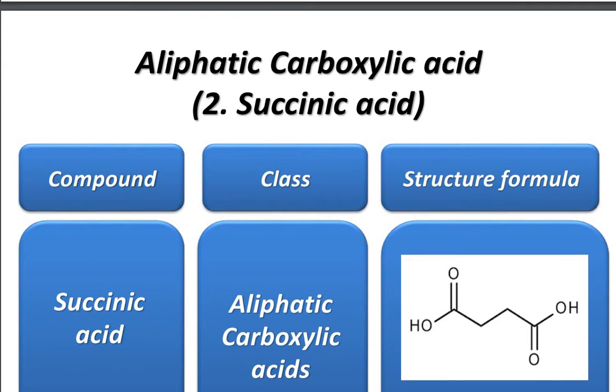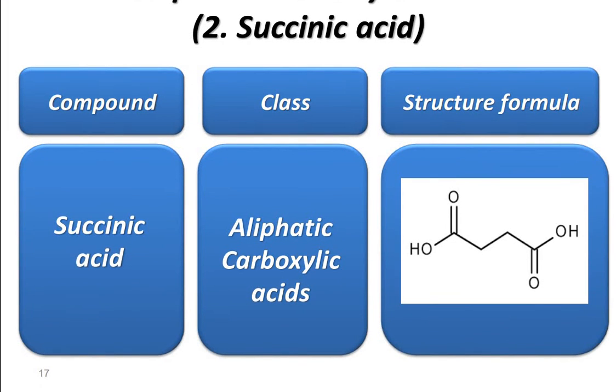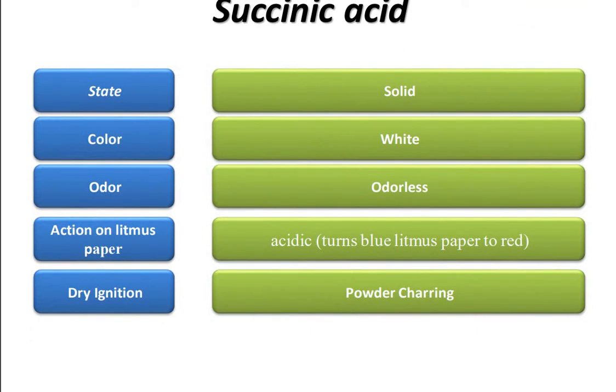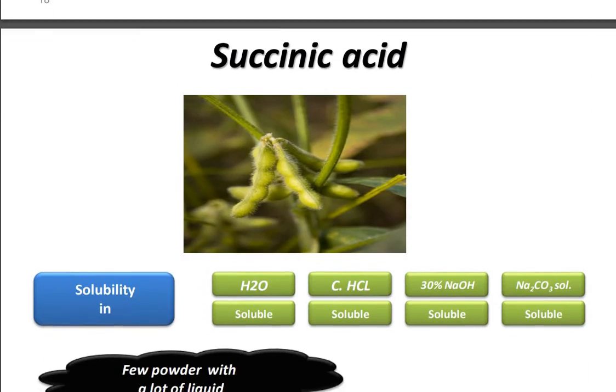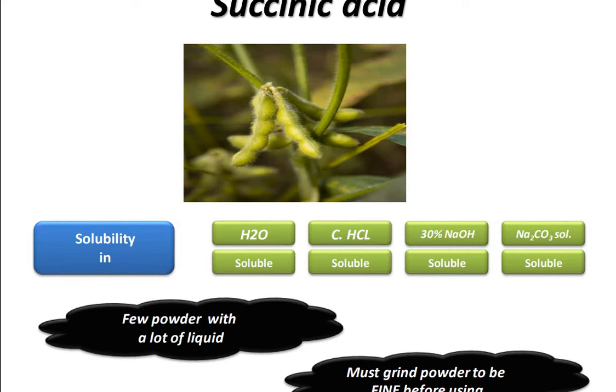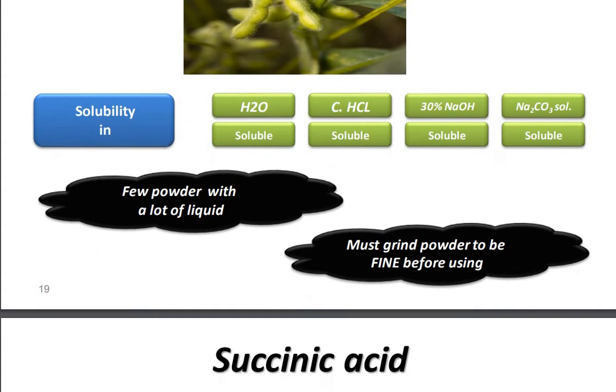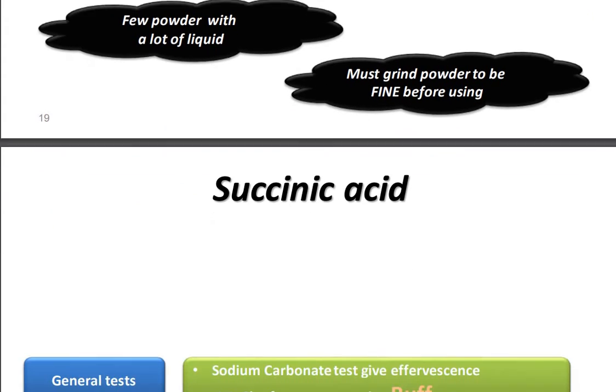Now aliphatic carboxylic acid like succinic acid. Compound succinic acid, class aliphatic carboxylic acid, and the structural formula you can see here. Succinic acid: state solid, color white, odor odorless, action on litmus paper acidic, turns blue litmus paper to red, and dry ignition powder cherry. Now succinic acid solubility: in water soluble, hydrochloric acid soluble, 30% sodium hydroxide soluble, sodium carbonate solution soluble. Few powders with a lot of liquids, so must grind powder to fine before use.